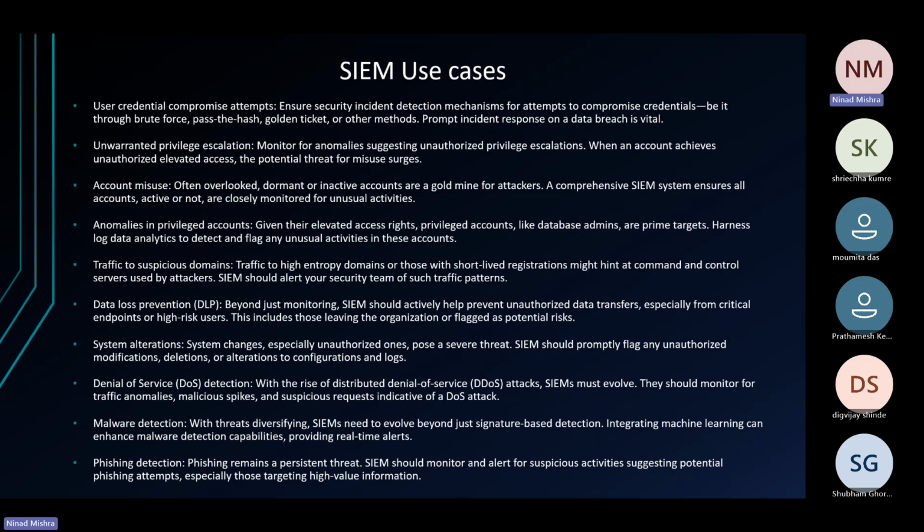Anomalies in privileged accounts, as I told you: any abnormality present in a particular privileged account, not only a normal account but also a privileged account, usually gets triggered. Then traffic to suspicious domain, I already told you. This is the successful communication alert that I told you. Then your DLP.